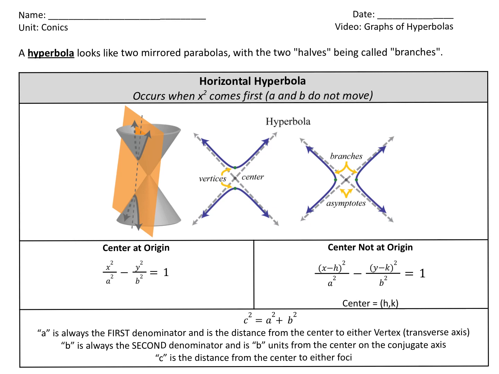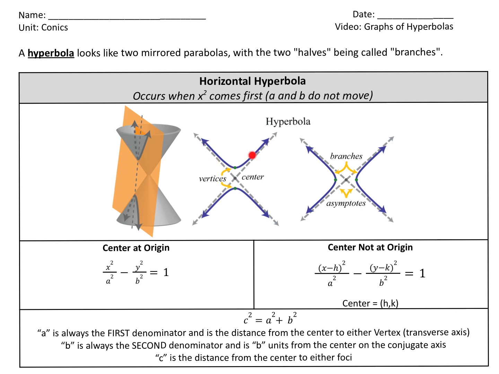Hi everyone, in today's lesson we're going to talk about graphs of hyperbolas. Basically, a hyperbola looks like two mirrored parabolas, with the two halves being called branches. So here's another cross section of a cone. See how it creates these two branches? We call this a hyperbola.